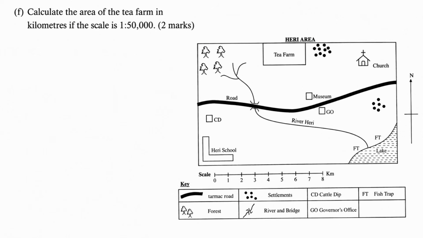Then question 21F, it says calculate the area of the tea farm in kilometers if the scale is 1:50,000.